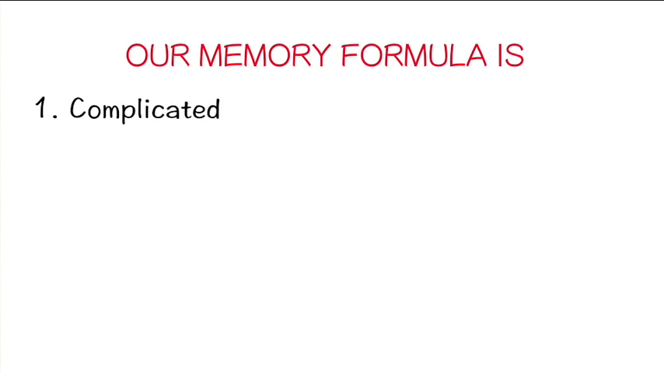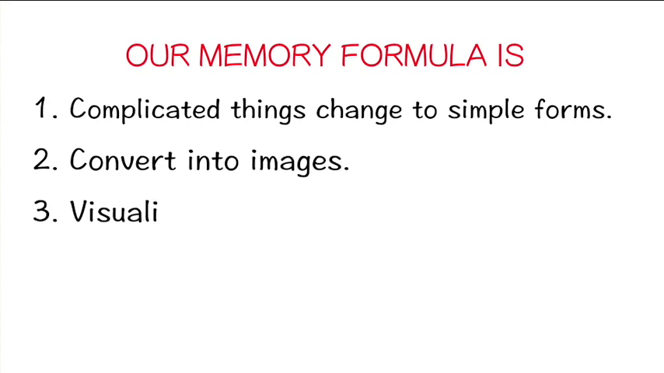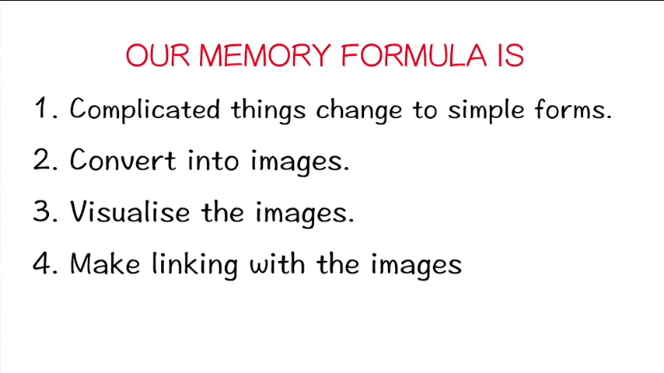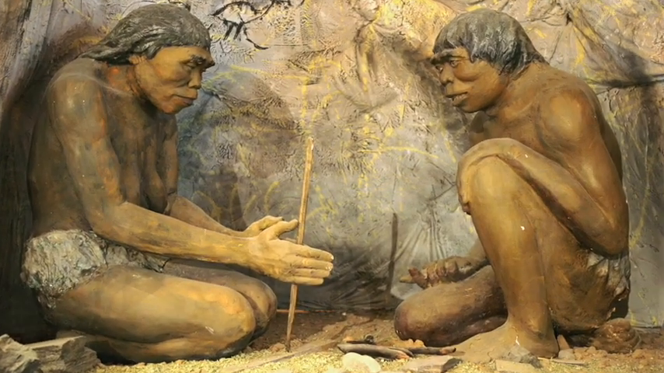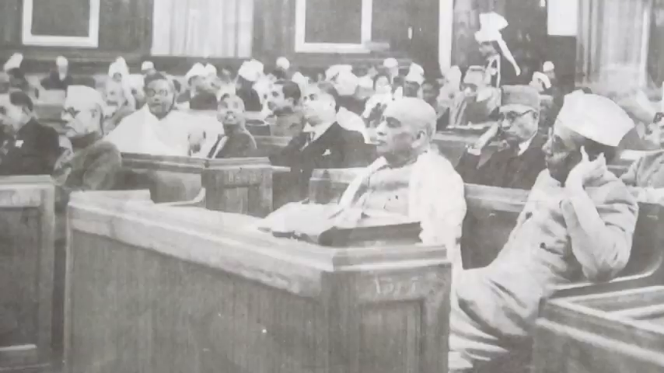Our memory formula is, first, complicated things change to simple forms. Second, convert them into images. Third, visualize the images. Fourth, make linking with the images. Fifth, review. Let us see how to remember history dates by applying the above steps.